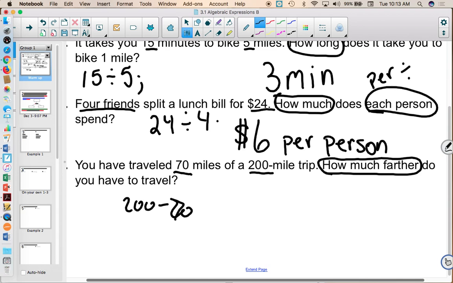Use the eraser and fix it, bud. There we go. He says 200 minus 70. Is he correct? Yeah. Is that going to tell us how much farther we have to go? Yeah. Thumbs up if you agree. Good job. Would you please popcorn to somebody that hasn't been there?